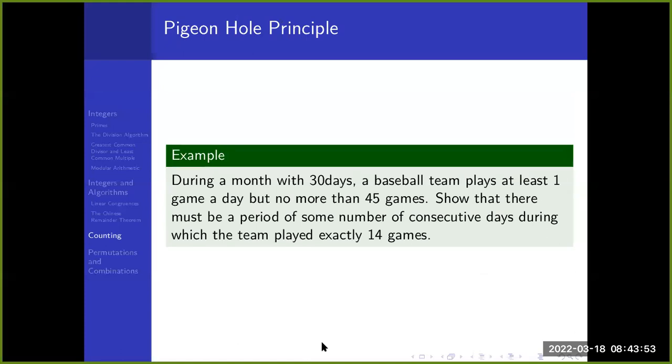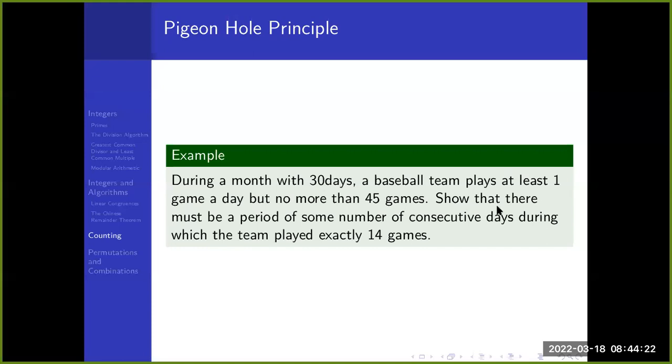So this one is a little more interesting. It says during a month with 30 days, a baseball team plays at least 1 game a day, but no more than 45 games. So they must play at least one game on days when they play, but they cannot play more than 45 games in these 30 days.